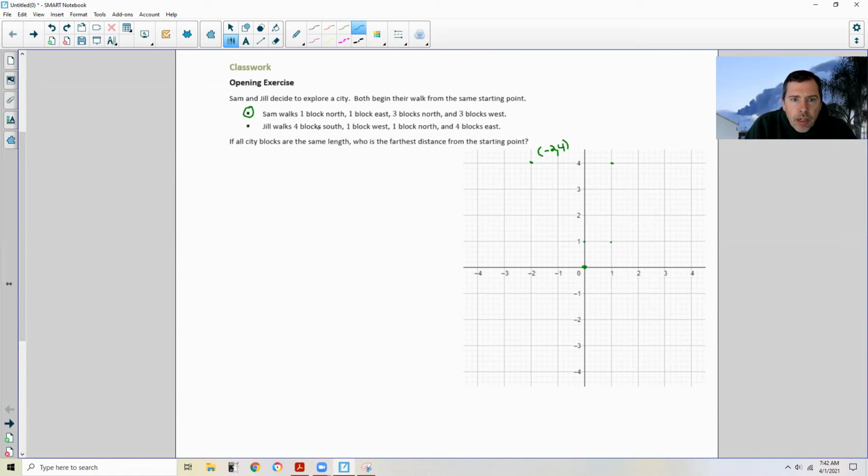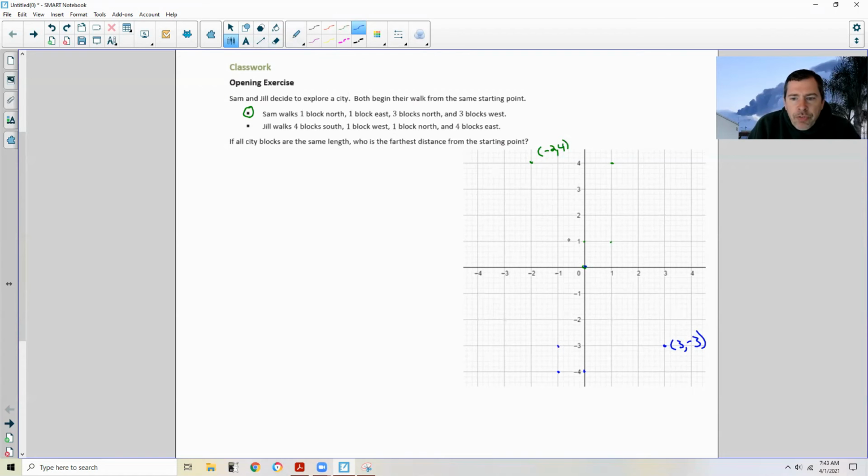Jill walks 4 blocks south. So she's starting at the same point as he did. Went 4 blocks south. That's the point 0, -4. Then 1 block west. Whoops, west is this way. So now we're at -1, -4. 1 block north. She went 4 blocks south, then 1 block west, then 1 block north to the point -1, -3. And then finally 4 blocks east, 1, 2, 3, 4. So she ended up at the point 3, -3. If all city blocks are the same length, who's the furthest distance from the starting point?